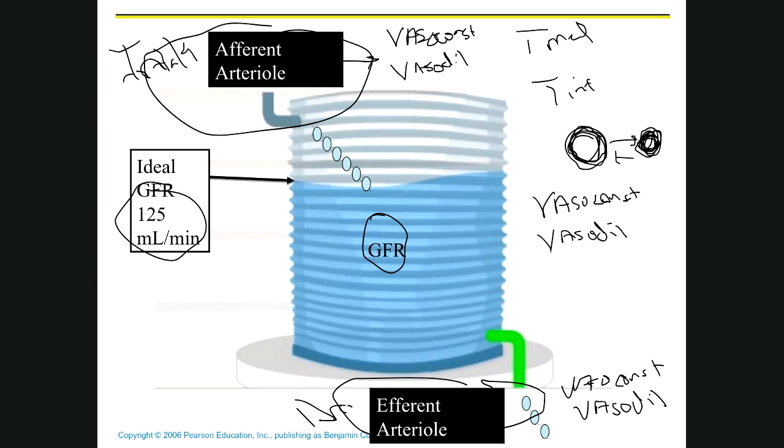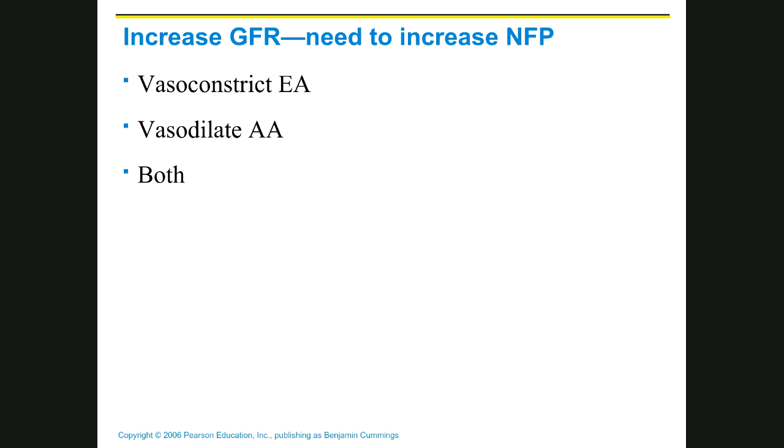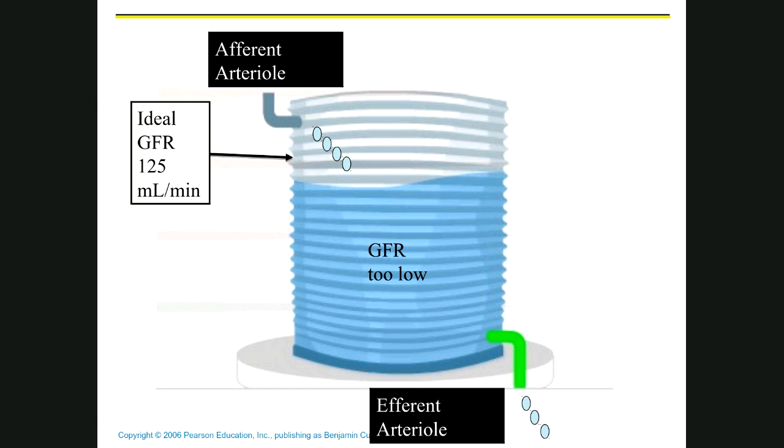So look at this. Tell me what you would do if this happened. Look, I want it to go there, but look, it's down here. GFR is too low. I need to bring it back up to ideal. What are the ways that I can bring it back up to ideal? What could I do? What could I do to this one here? In other words, I need more water to come in here. What could I do to that one?